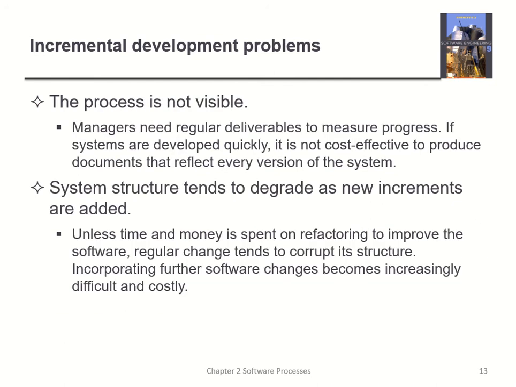So the drawbacks of incremental development: the process is not visible. Managers need regular deliverables to measure progress. If systems are developed quickly, it is not cost effective to produce documents that reflect every version of the system. System structure tends to degrade as new increments are added. Unless time and money is spent on refactoring to improve the software, the regular change tends to corrupt its structure. So incorporating further software changes becomes increasingly difficult and costly.